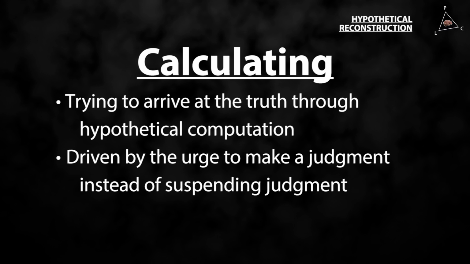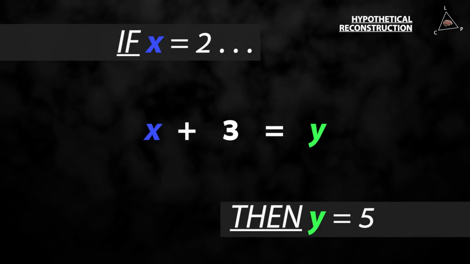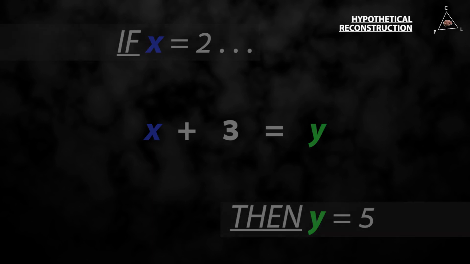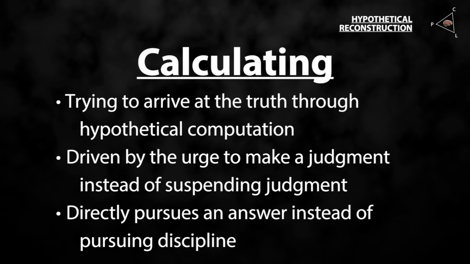The calculator wants the work to be done as quickly as possible, while the modeler approaches the work like it may never be done. The calculator says that the truth is 5 because 2 plus 3 equals 5, while the modeler says that x may not equal 2 in the first place. The calculator wants to have an answer, while the modeler wants to maintain discipline.